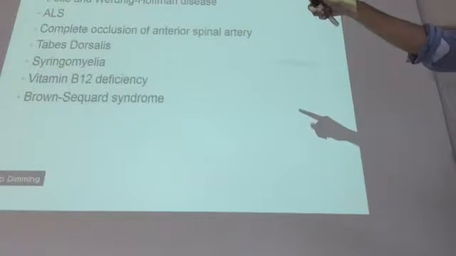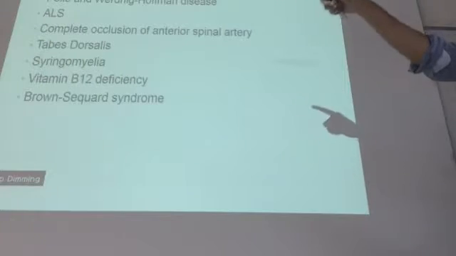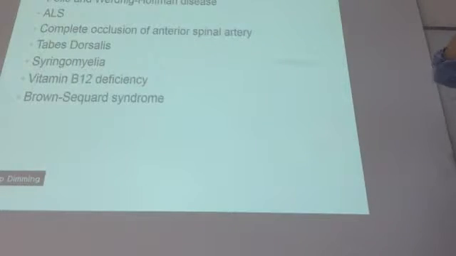Tabes dorsalis, that's the third stage of syphilis. It comes with Argyll Robertson, the prostitute's pupil, where you accommodate, but don't react. Syringomyelia affects what region first? Anterior commissure. The anterior white commissure, which is where what decussates? Spinothalamic tract, which is for pain and temperature. Where does everything else decussate? Medulla. Knowing those basics, you guys are really good.